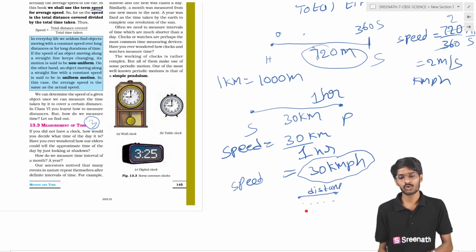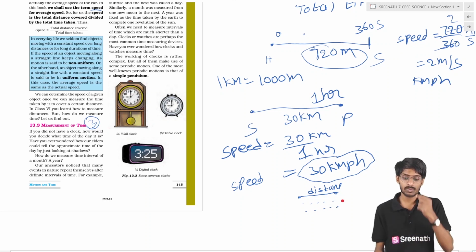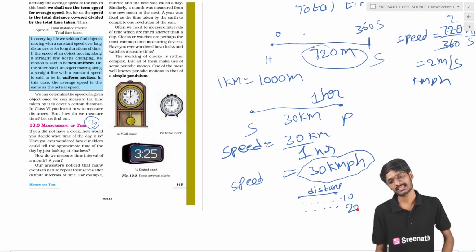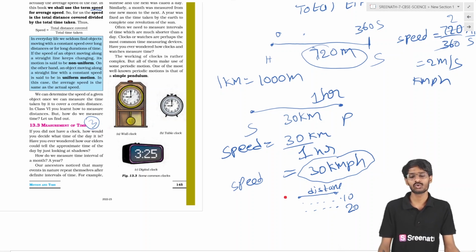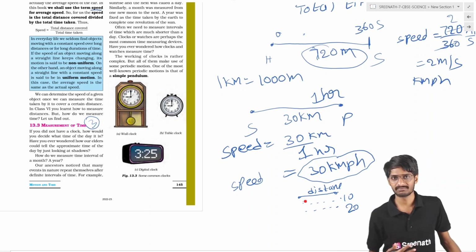So both you and your friend have reached the destination. After reaching, you have to measure how much time you have taken. Suppose you have taken 10 seconds and your friend has taken 20 seconds. So you have noted the time, and you know the distance between the two points. Then, dividing the distance by the time, you will get the speed.